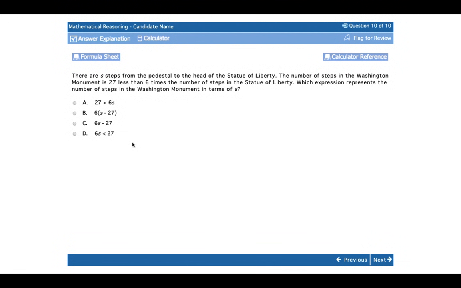Here's our last question. This one is a little tricky. This is, again, a translation question. Translate between math and English. There are S steps from the pedestal to the head of the Statue of Liberty. The number of steps in the Washington Monument is 27 less than 6 times the number of steps in the Statue of Liberty. Which expression represents the number of steps in the Washington Monument in terms of S?